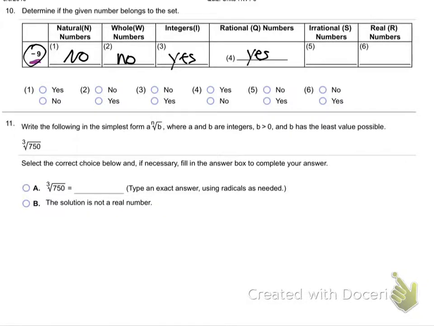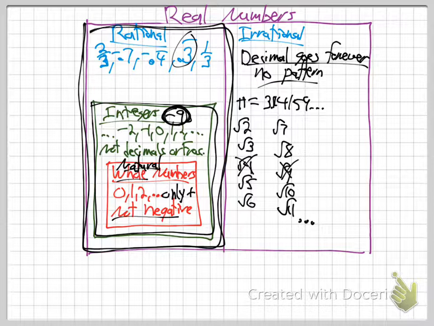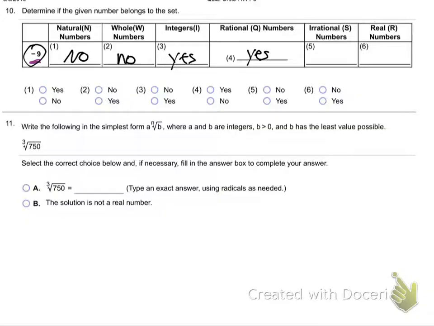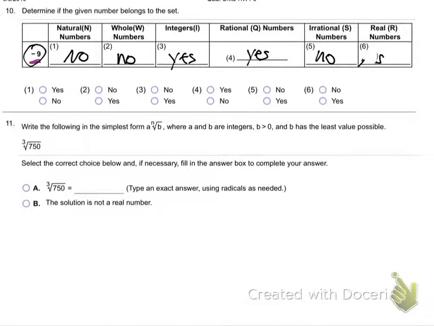Yes, it's a rational because it's in the rational number box. You might think, yeah, but it's not a fraction. Yeah, you could write it as a fraction, -9/1. That's the same as -9. So you see, it really is a rational number. It really could be written as a ratio. Is it irrational? No. Is it a real? Yes. All of those are real numbers. The real numbers is the whole world there. So yes, it's a real number.